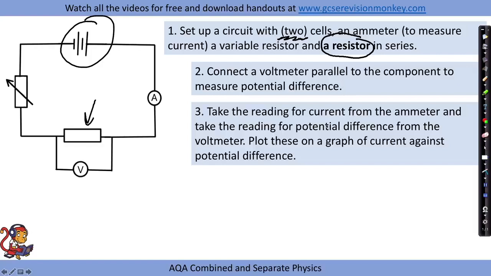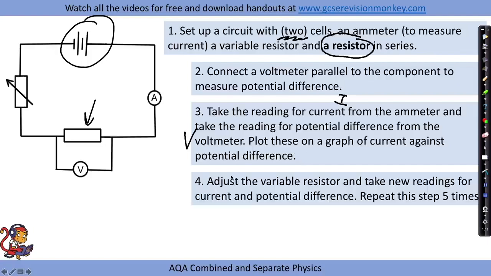We take the reading for current, which is going to be our I, from the ammeter, and take the reading for potential difference, which is going to be our V, from the voltmeter, and plot these on a graph of current against potential difference. You may well say that you're going to put them in a table first and plot them later. Either is fine.